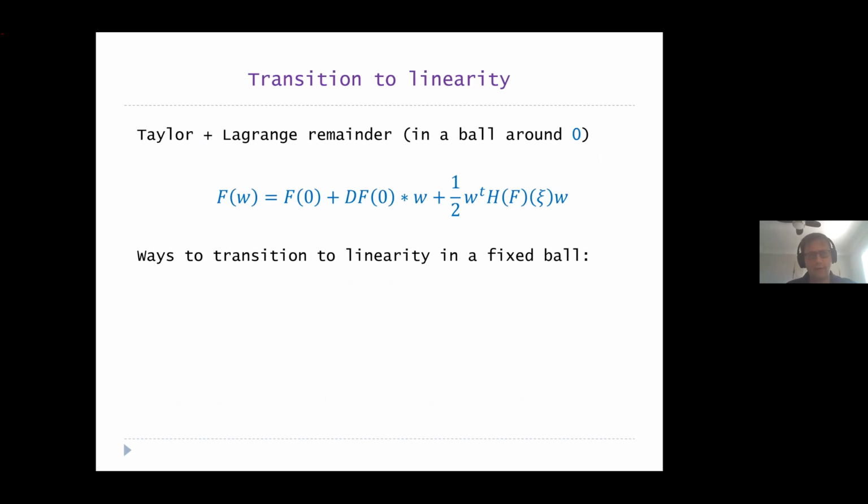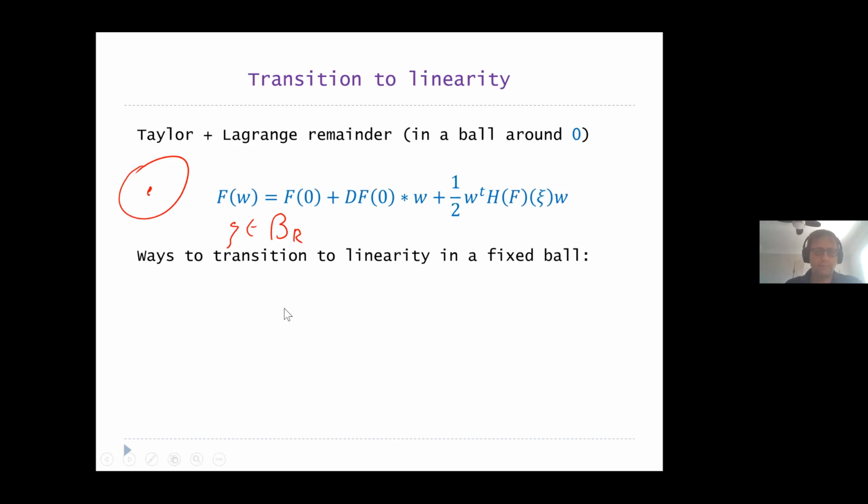Okay, so let's discuss in a bit more detail what happens here. If you write the Taylor series in some ball of fixed radius, like radius 1, around the origin, you have F of w equal to F of 0 plus the gradient of F at 0 times w, plus some Hessian term. In this case it's a tensor because the output doesn't have to be a single number, but you can just write it for a single number too. This is a Lagrange remainder term, where psi is in this ball. Then what does it mean that this function is linear?